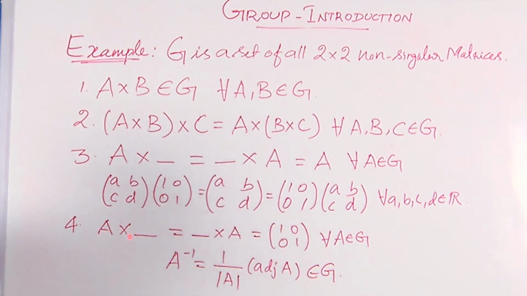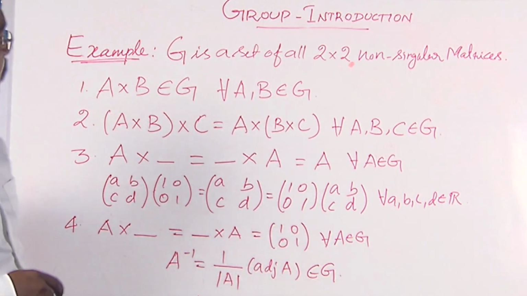So, that means I have to find an element in the set of all 2 by 2 non-singular matrices in such a way that A cross the element, which is equal to the element cross A, is equal to the identity. Just now we have seen that the identity is nothing but [1 0; 0 1], therefore, I have to find some element for each A to satisfy this equation. We denote this element as A inverse, which is nothing but 1 by determinant of A into adjoint of A.